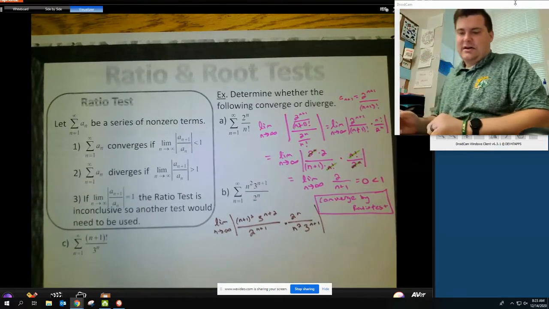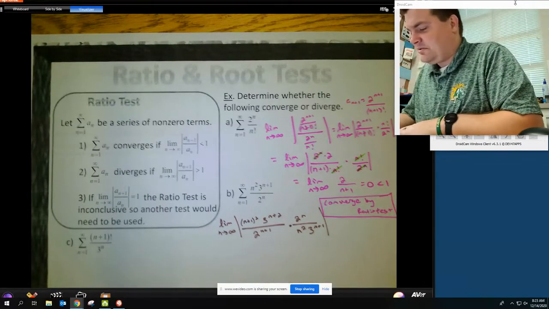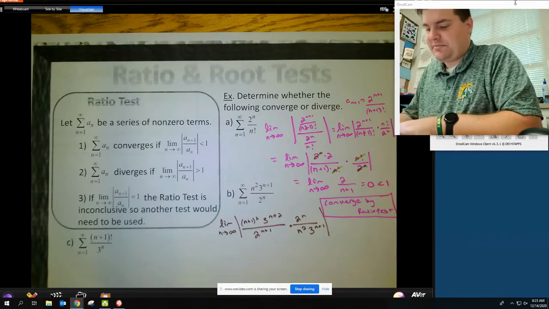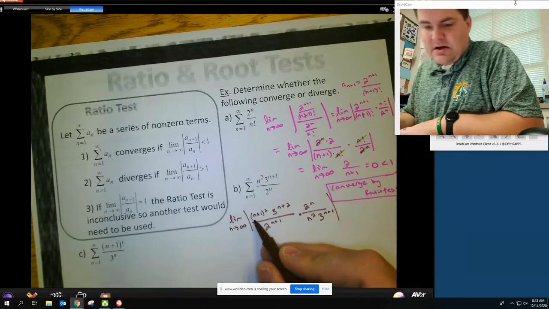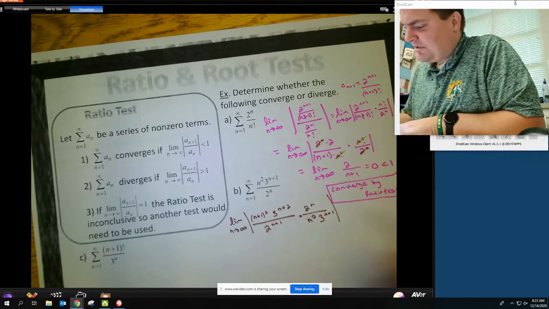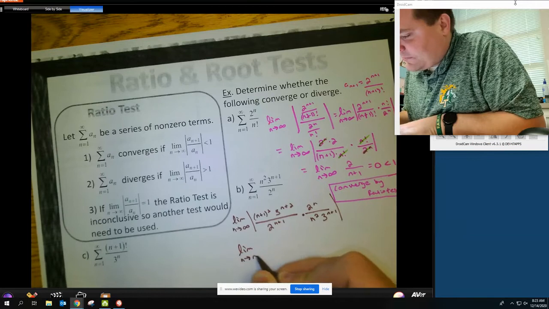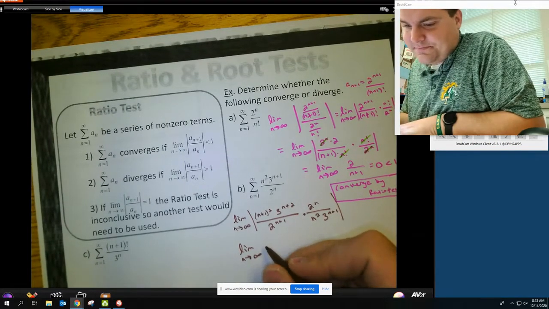And again, these are all going to be positive anyway, so there's no reason to keep the absolute values. I'm just going to leave that alone, but I do want to play around with this a little bit here. n plus 1 squared, there's nothing I can do there. But this 3 to the n, I can play around with that one a little bit here.